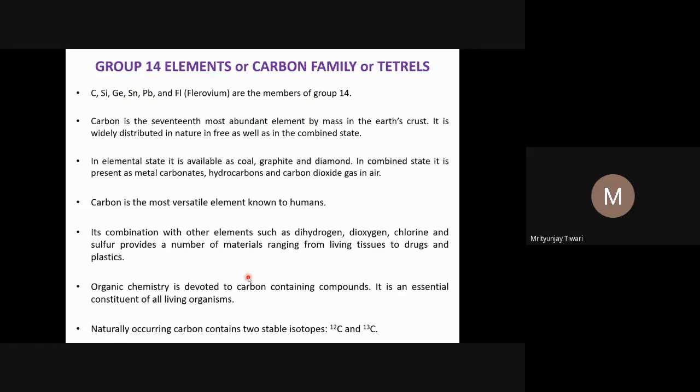Naturally occurring carbon contains two stable isotopes. About isotopes, as we know, for a particular element there can be many different types of atoms with different masses, or more appropriately, different mass numbers. The type of atom is determined based on the number of protons in the nucleus.